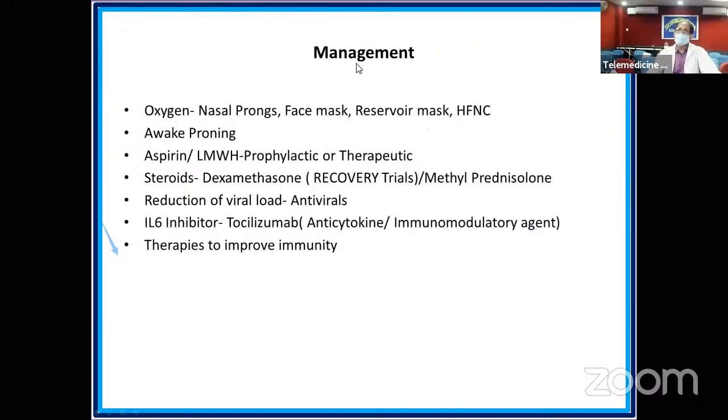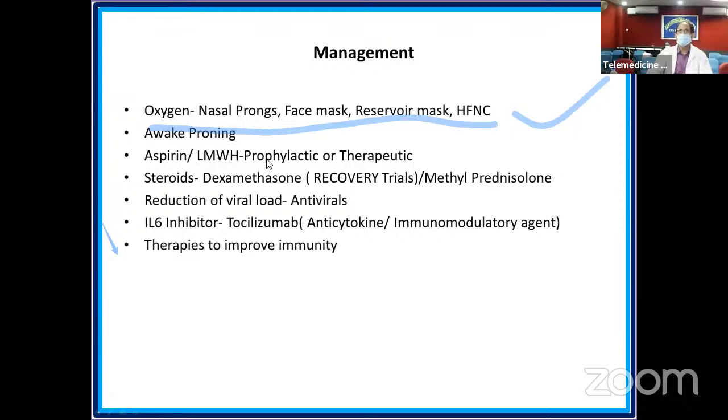Then comes management. I will highlight 5 management options. Please keep in mind, 5 drugs or measures available easily with us. These are: number 1, oxygen by any means, nasal prongs, face mask, reservoir mask, or high flow nasal cannula. I will come to that in the next slide. Then comes awake proning, very important. This is the patient's part. The patient has to follow these protocols.